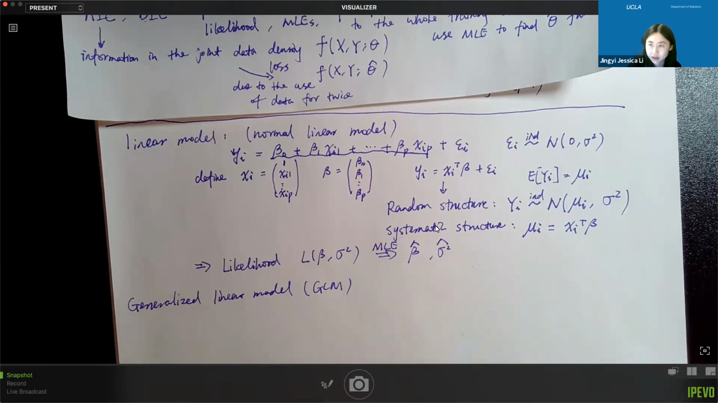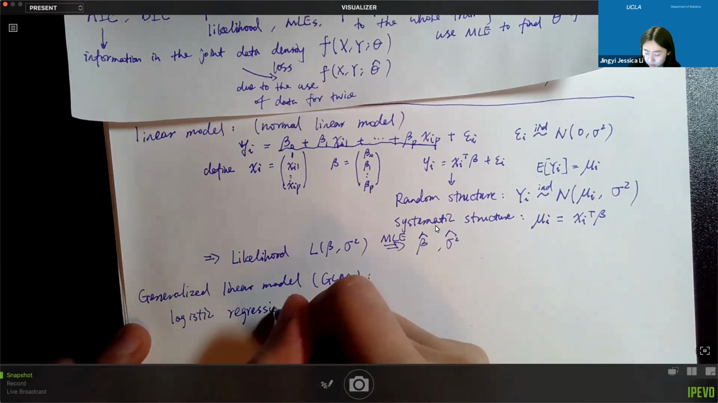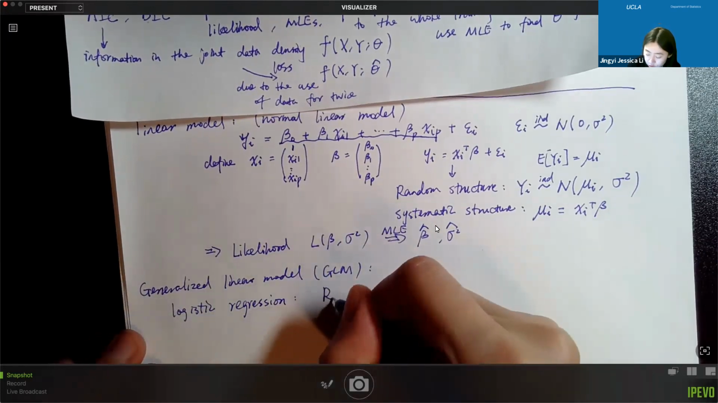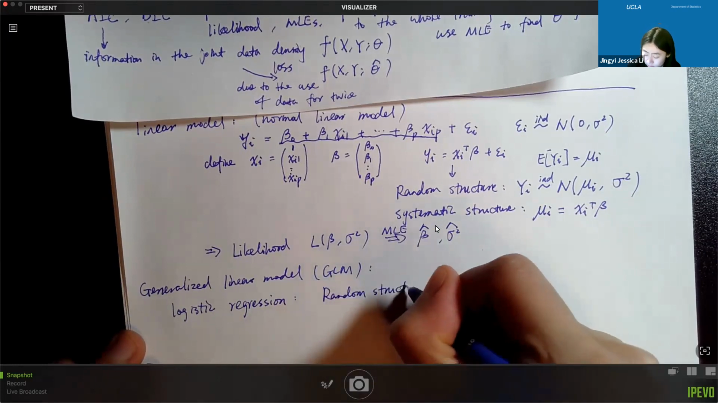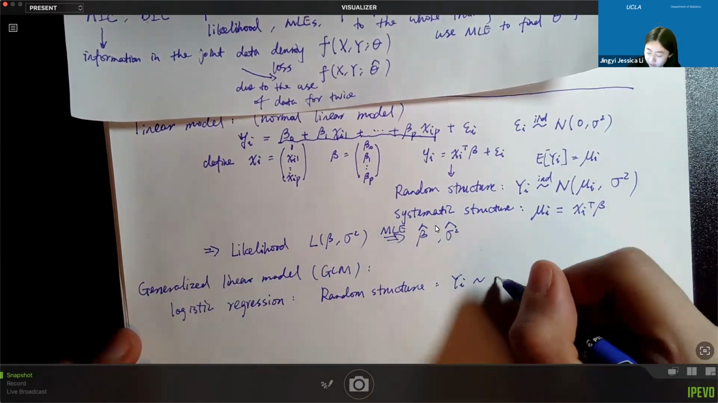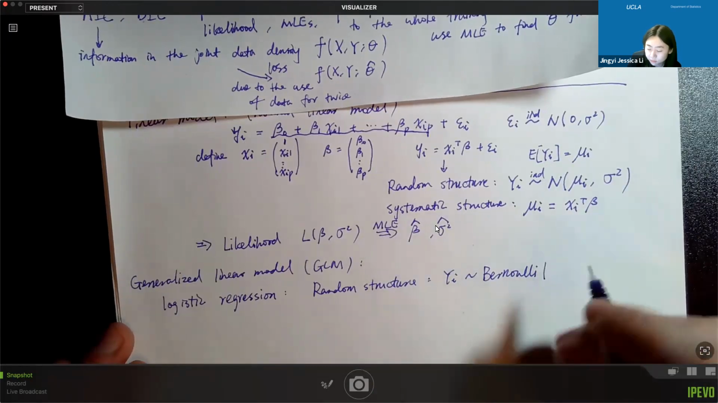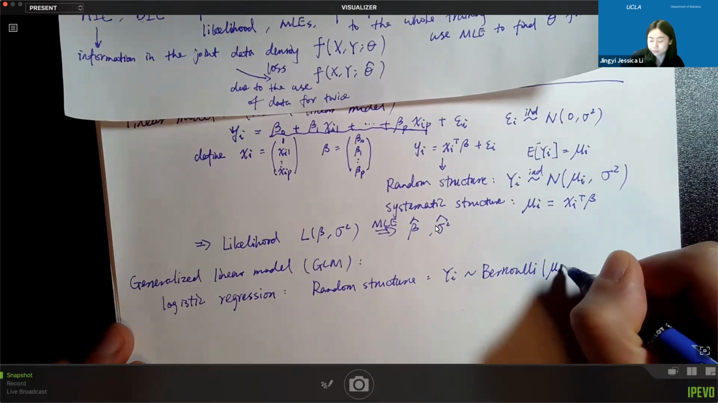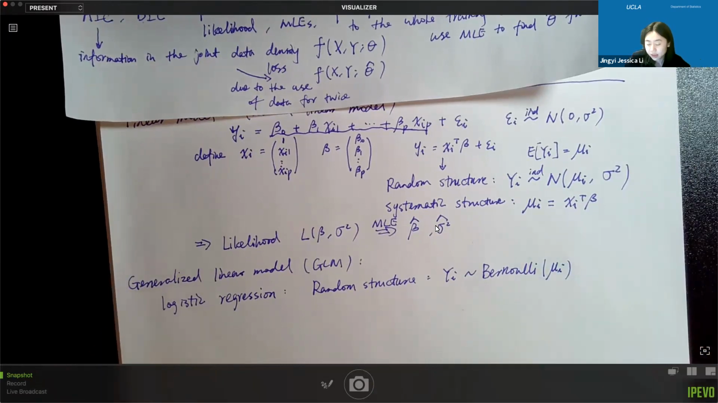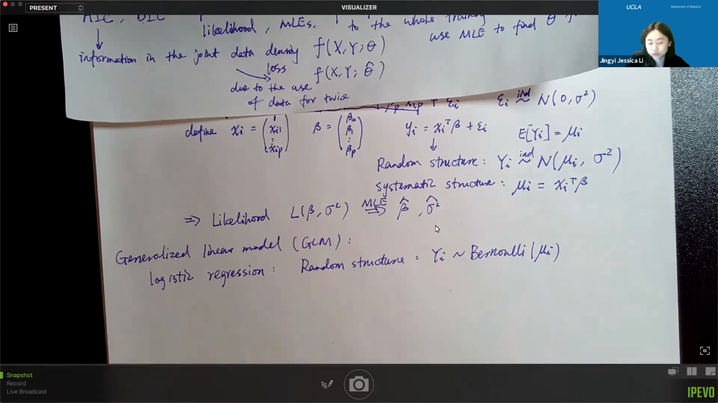But the generalized linear model can allow your yi to be of other forms. For example, logistic regression is a very popular type of GLM. In logistic regression, your random structure, the yi itself, is binary. If y is binary, then the most natural thing is to assume that it is a Bernoulli variable. The parameter of the Bernoulli is just the mean of yi, which I call mu i. That's just the definition of Bernoulli. Then it becomes the question of how to link this mu i to my predictors, my features xi1 to xip.